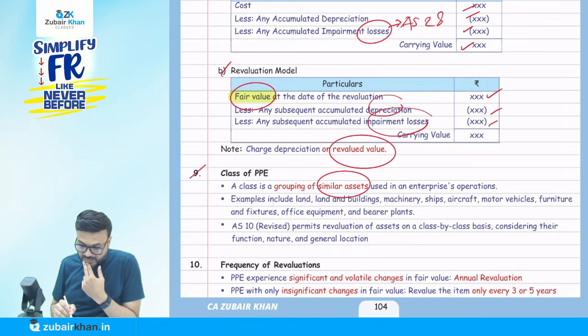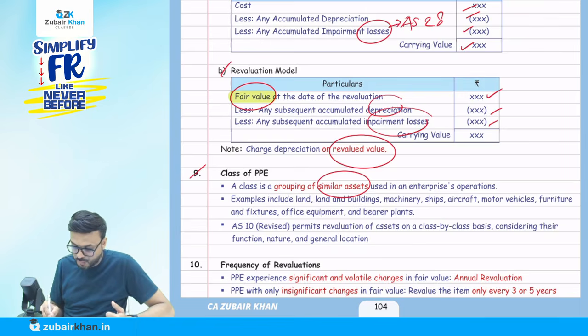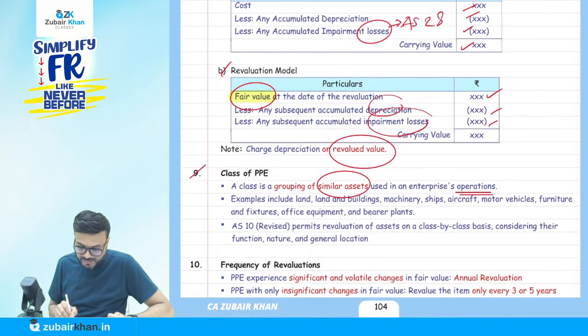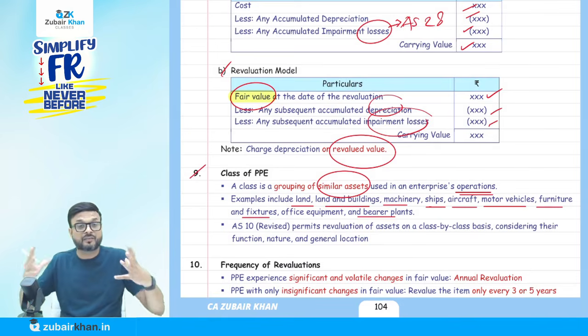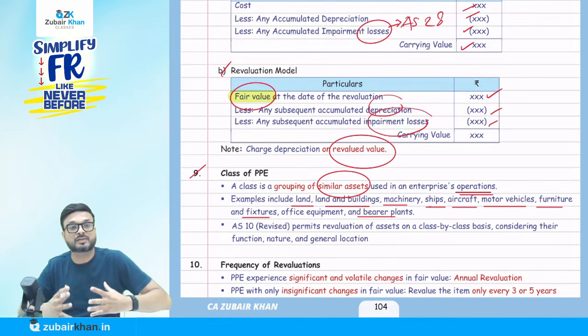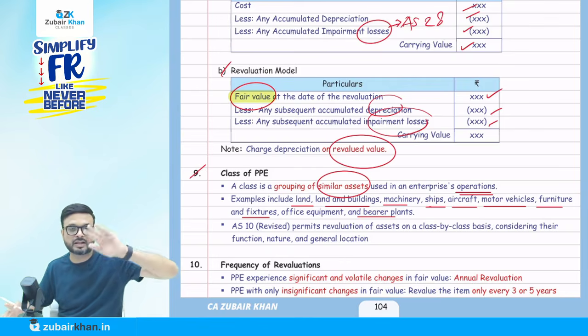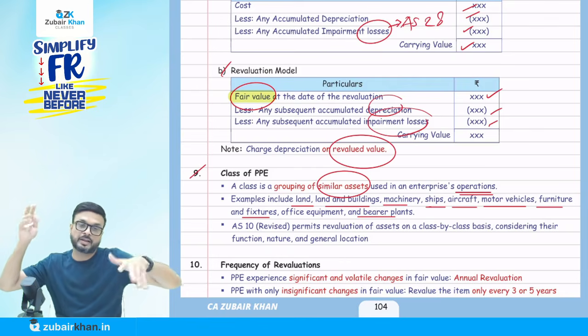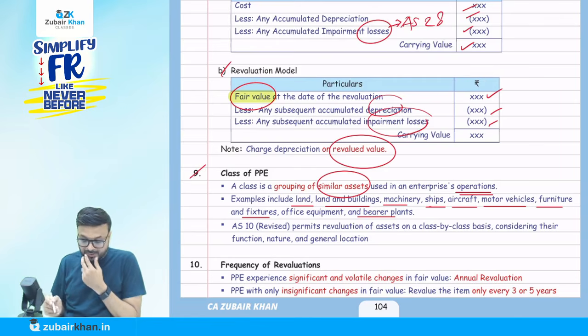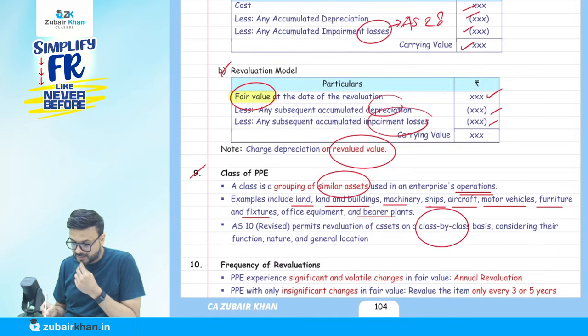A class is the grouping of similar assets used in enterprise operations. Examples include land and building, machinery, ships, aircraft, motor vehicles, furniture, fixtures, and office equipment. These are all different classes. So for one class you have to follow one model, either cost or revaluation. For example, for furniture I can follow the cost model, and for land and building I can follow the revaluation model. AS10 revised permits revaluation of assets on a class by class basis, considering their function, nature, and general location.